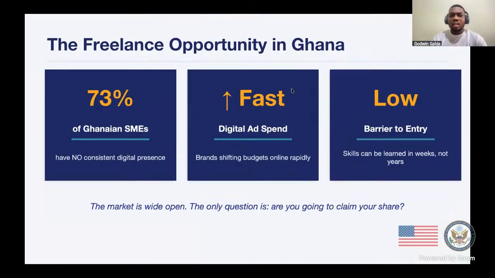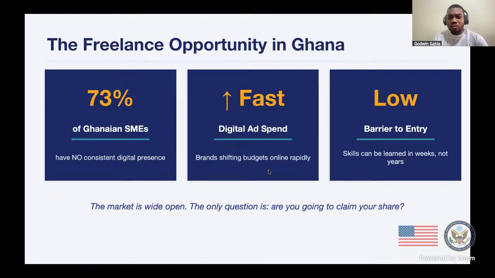So what is the freelance opportunity like in Ghana, right? If you want to go into any space, you want to look at the opportunities. You want to understand what the numbers are. You want to confirm if truly your assumptions are right before you get into it. So the freelance opportunity in Ghana is very huge, right?